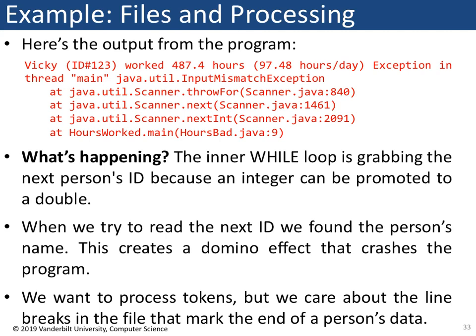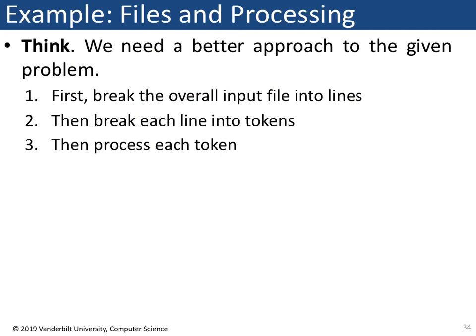So we want to process one person at a time, and we know that one person takes up one line and is separated from the next person by a new line character. So how could we use this structure, where each person occupies one line and they're separated from the next person by a new line character, to better read in this file and calculate the number of hours worked for each person?